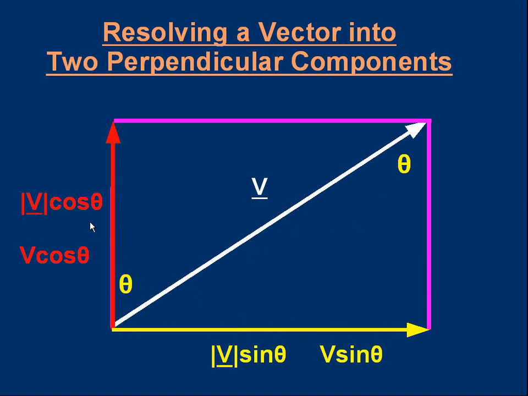The magnitude of the vertical component is simply the magnitude of V times cos theta. And for neatness, we'll write that as simply V cos theta. The horizontal component is V sin theta. I'm hoping you're already familiar with this.